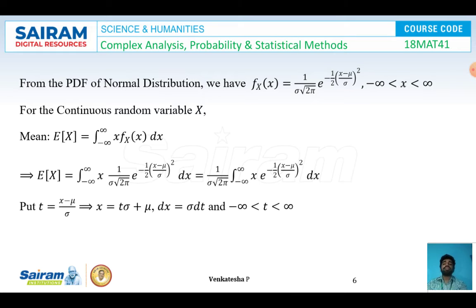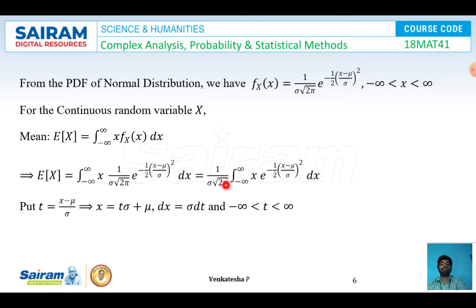Since x is a continuous random variable, the mean is the expectation of x, equal to the integral from minus infinity to plus infinity of x times the PDF times dx. Now I am going to replace the PDF with 1/(σ√(2π)) e^(-1/2 ((x-μ)/σ)²). After replacing, E[x] equals the integral from minus infinity to plus infinity of x times 1/(σ√(2π)) e^(-1/2 ((x-μ)/σ)²) dx. The constant 1/(σ√(2π)) I am taking outside.